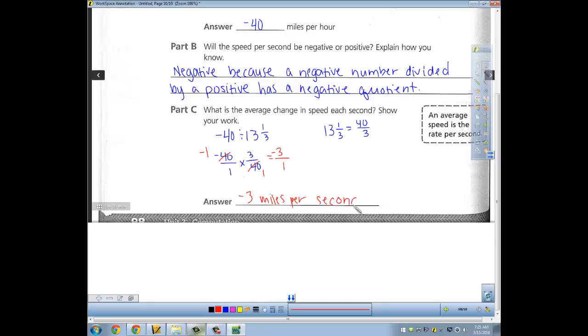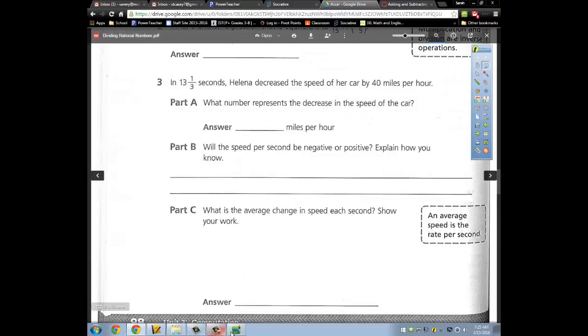That's it. So now you're going to do pages 99 through 101 on your own. If you have questions, let me know. And when you are done, just go ahead and put it where it goes in the classroom.